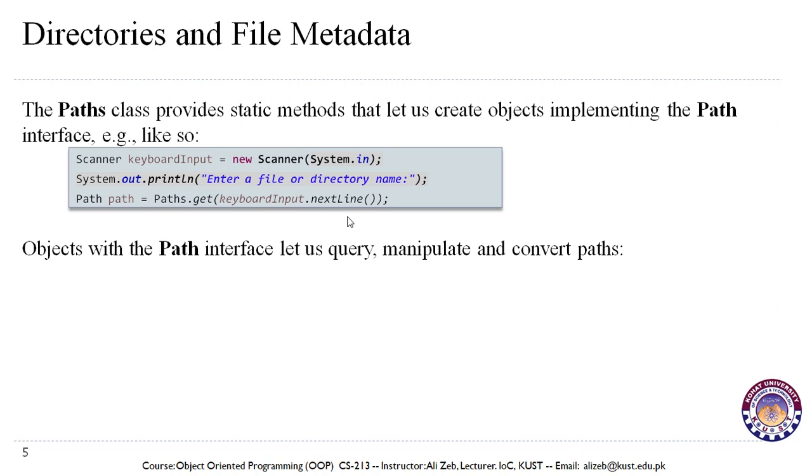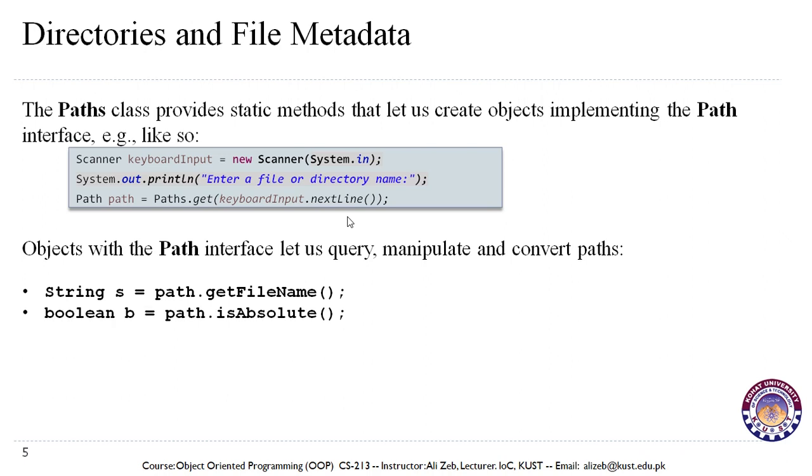Objects with the Path interface let us query, manipulate, and convert paths. For example, if you want to convert the name of a path to a string, you can do path.getFileName. You can also store a result in a boolean, for example, if you want to know if it is an absolute path, or convert a path to an absolute path. We'll see what absolute and relative paths are.